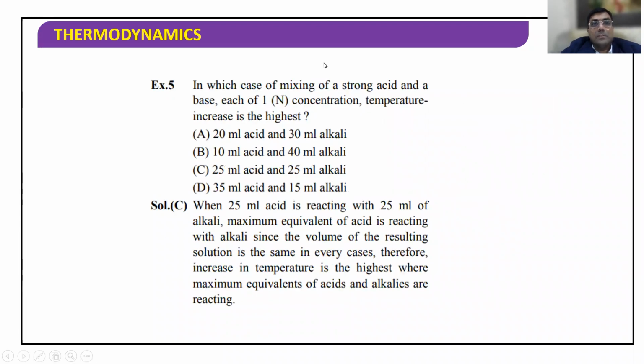Now see the question. In case of mixing of a strong acid and a base of one normal concentration, the temperature increase is highest for which option? So how much heat will be liberated? For 20 ml only, neutralization. This is excess, and this is limiting. 10 ml acid, 40 ml alkali: 10 ml is limiting, so 10 ml only. Option C, 25 ml acid and 25 ml alkali.